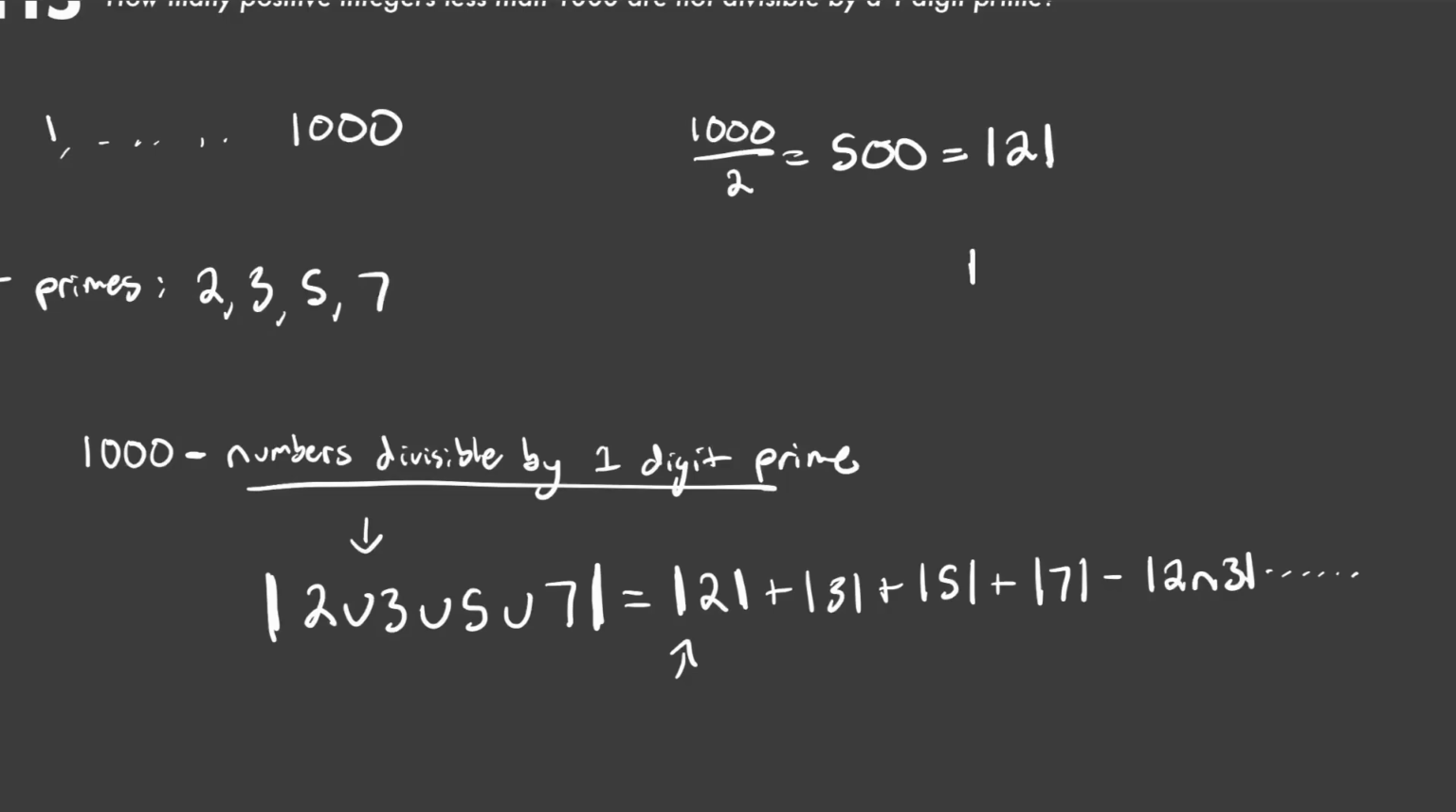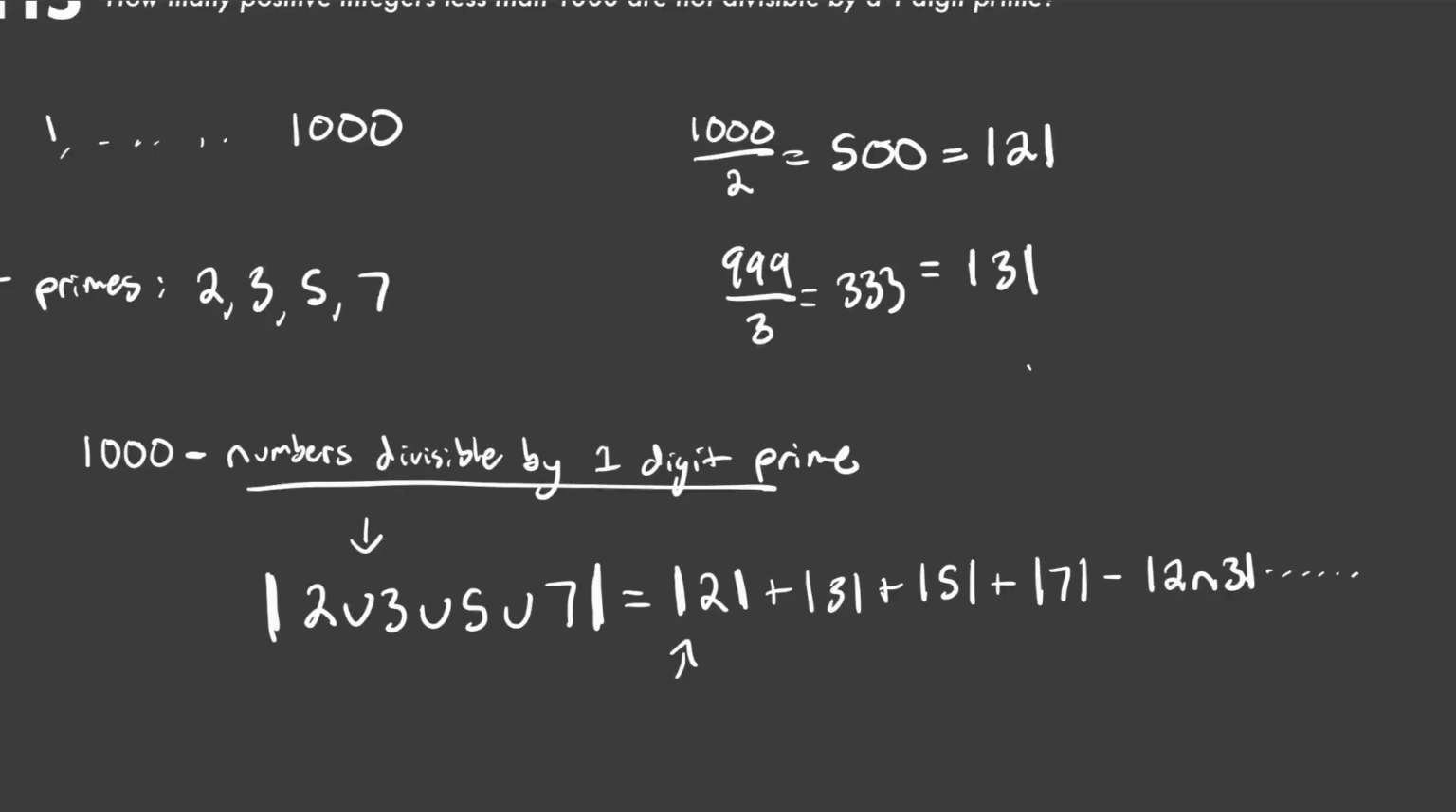Now, the magnitude of the set of numbers that are divisible by 3 is just the floor of 1000 divided by 3. It's going to be the floor of that, which ends up being 333. You could also think about it like 999 will be the last number divisible by 3, and when we divide that by 3, we get 333 numbers that are divisible by 3.